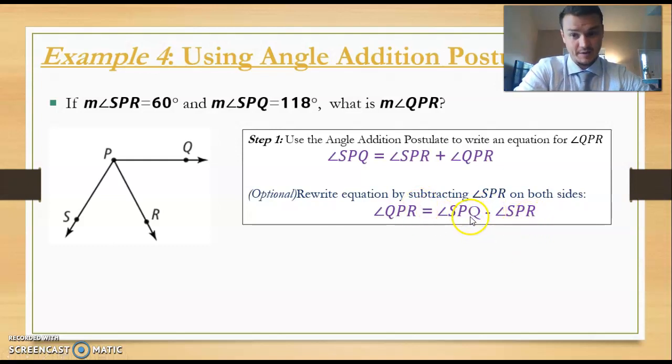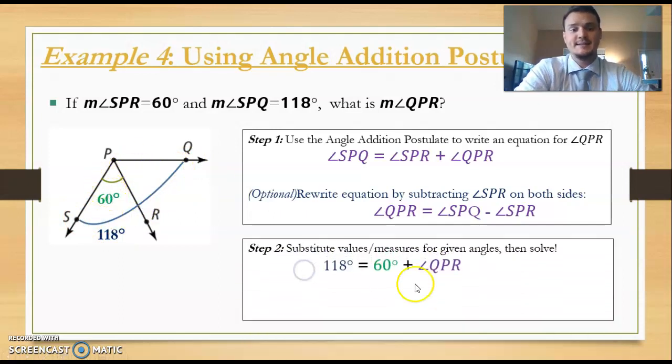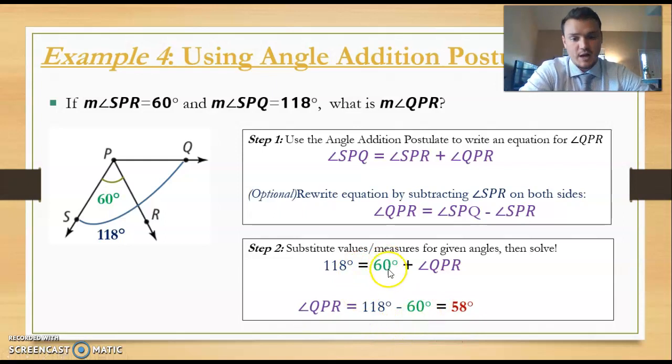This step is optional. You don't necessarily need to write this because you can actually substitute up here and then solve. So again, SPR is 60 and SPQ is 118. So the whole angle is 118. This angle right here is 60. So we know that this angle should be 118 minus 60. That's what we're doing here: substituting their values and then solving by subtracting 60 on both sides to get angle QPR should be 58 degrees.